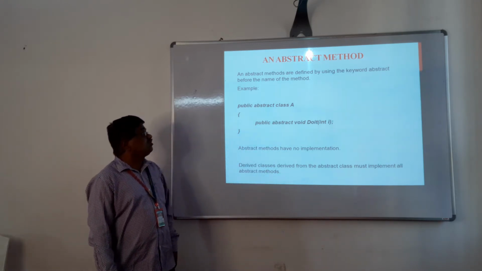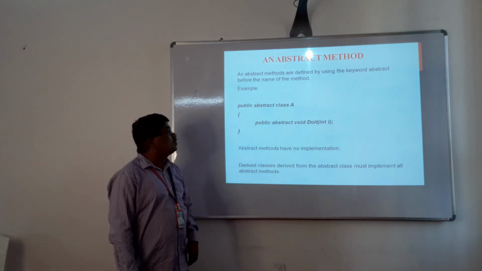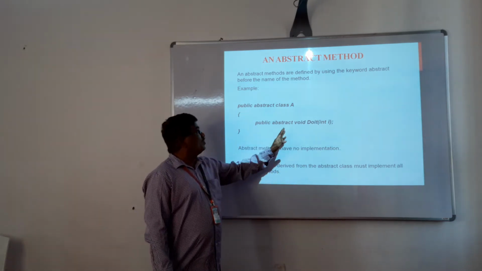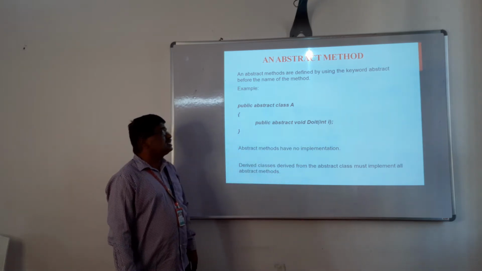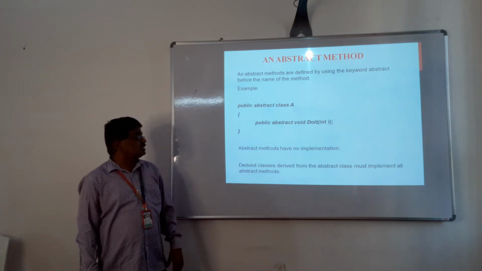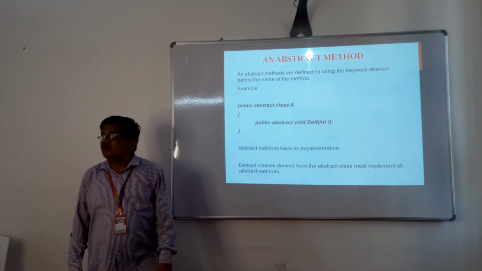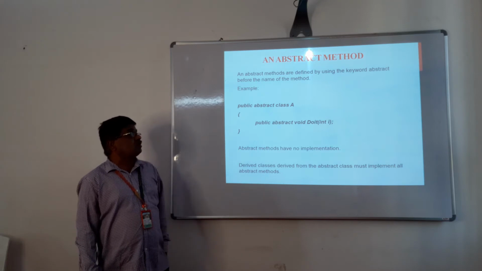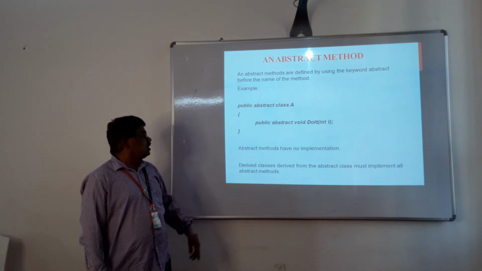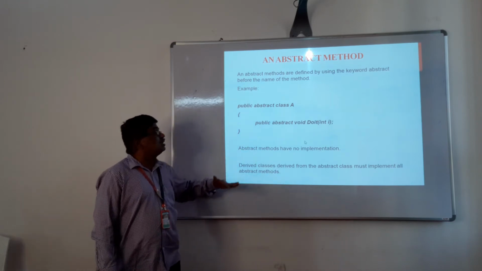Here in the example, we define class A as abstract by putting the keyword abstract before the class name, as well as one abstract method, doing, without implementation, specified as abstract by putting the keyword abstract before the name of the method. Abstract methods have no implementation. This is an important thing: whenever you define any abstract method, its body must be replaced by a semicolon. Now, classes derived from an abstract class must implement all such abstract methods.